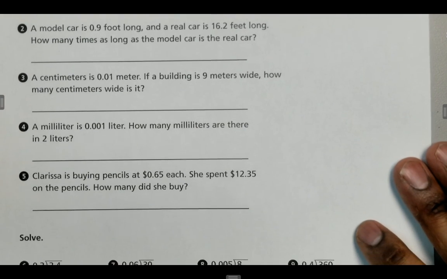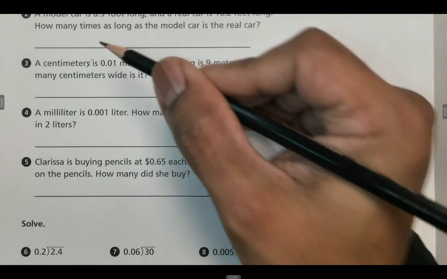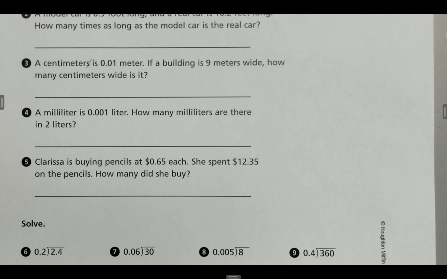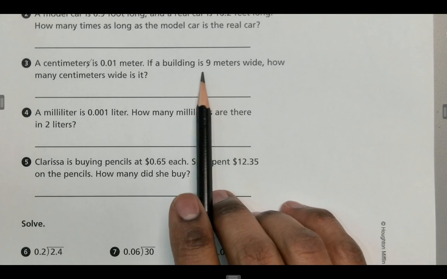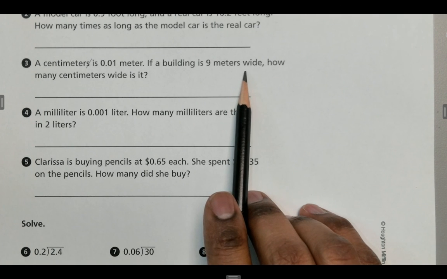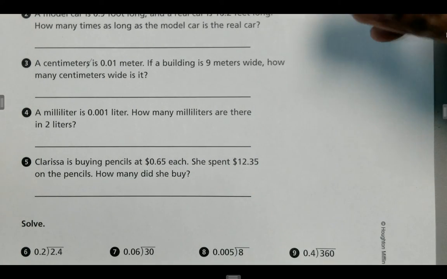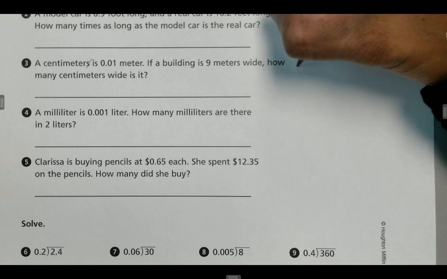Moving on to number 3. A centimeter is 1/100th of a meter. If a building is 9 meters wide, how many centimeters wide is it? Okay, so we're taking this amount and we are dividing it into smaller units of 1/100th. So let's write that out.